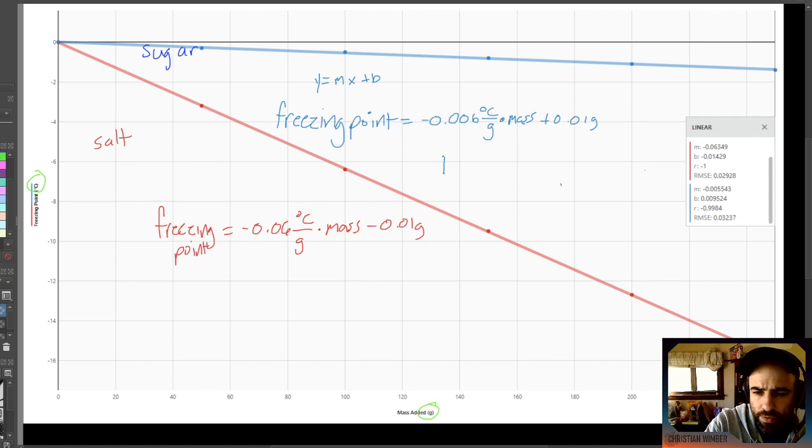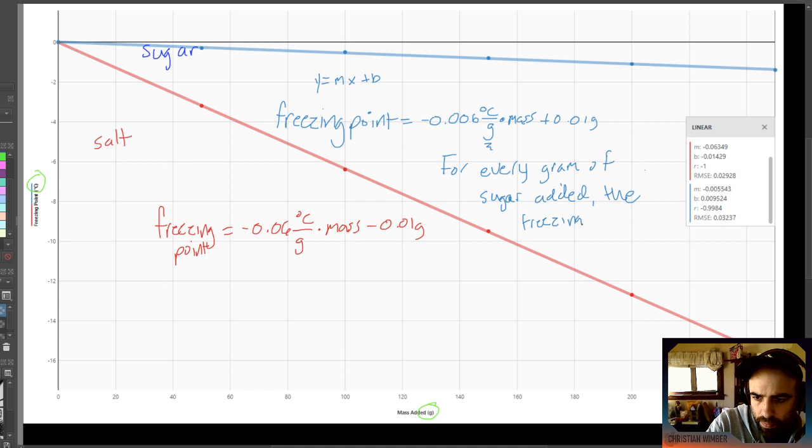So here's what I'm going to say: for every, oops, if I can draw a y. Sorry guys, my handwriting's still not very good. For every gram of sugar added, the freezing point drops by 0.006 degrees Celsius.